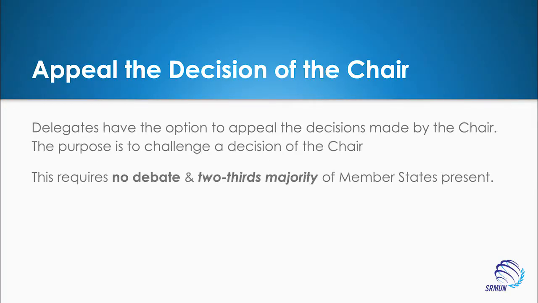On top of that, you have appeal the decision of the chair, and this is to challenge the decision of a chair, and it would usually be made after you've already point of ordered the chair. So you've already gone through that first one, but if you disagree with the decision of the chair, you can challenge that decision. There's no debate, and you would need 2/3 of the body to vote in agreement with you.